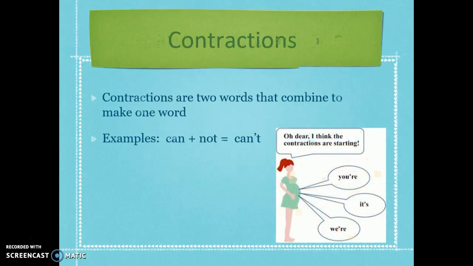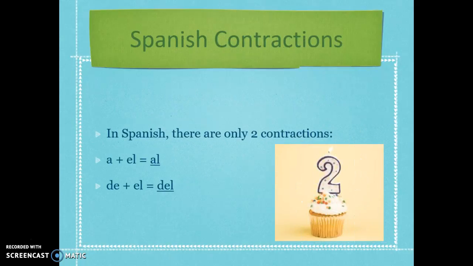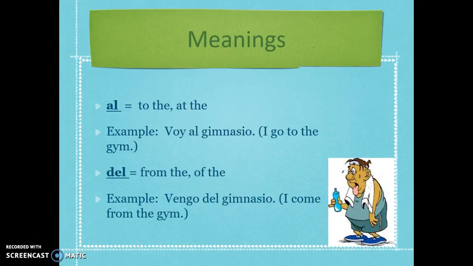Contractions are two words that combine to make one word. We use these all the time in English. An example would be can and not to form can't, right? So, in Spanish, there are actually only two contractions, and they are a plus el, which equals al, and de plus el, which equals del. So let's look at this in a little more detalle.